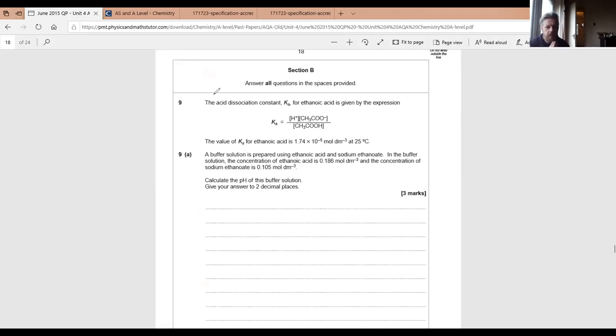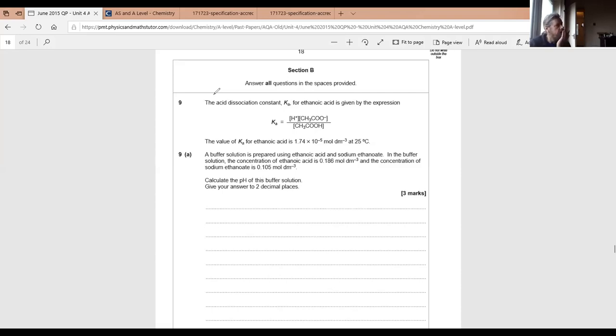Right, a buffer solution is prepared using ethanoic acid and sodium ethanoate. Is this pretty much like the one we just did? Yes. The first thing you do is make some assumptions. You make that the acid, and that's from the salt, which is sodium ethanoate. But we're not too bothered about that equation, because they've already given us the values.